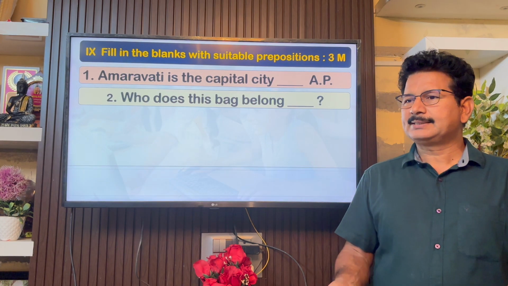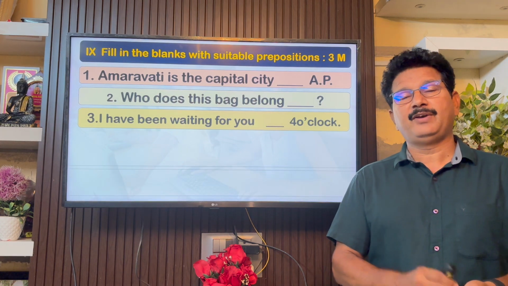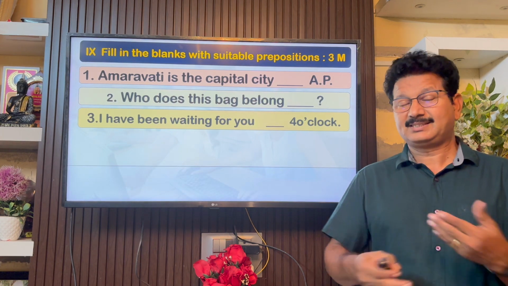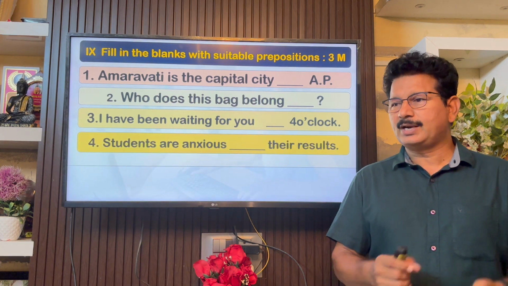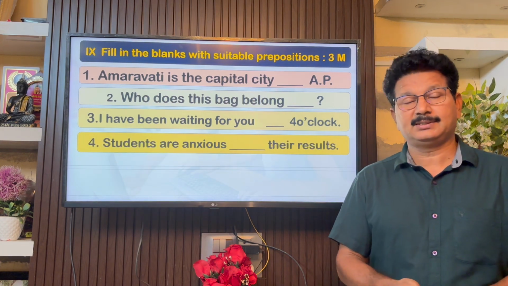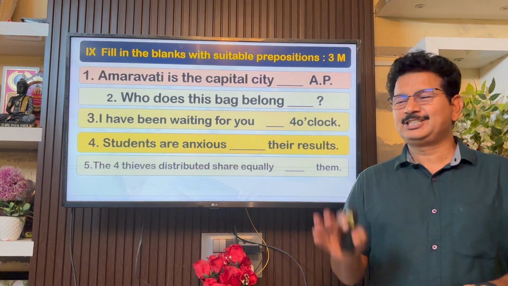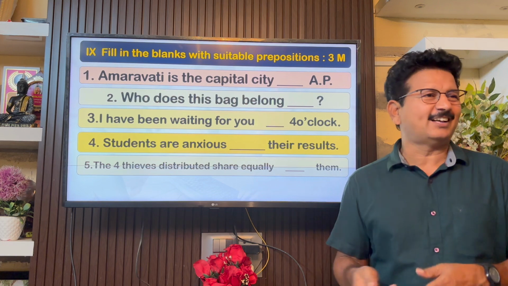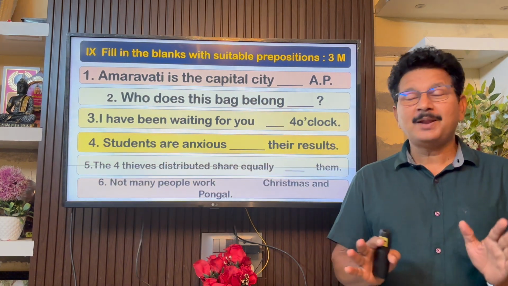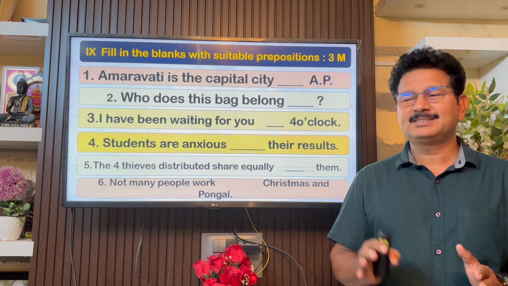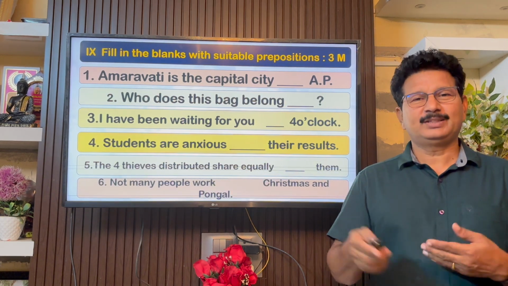The third one is, I have been waiting dash you. This is a common example where there is a chance we will get this question. And the fourth one is, students are anxious dash the results. And the fifth one is, the property is distributed, share equally dash them. And the sixth one is, not many people work dash Christmas and Pongal.